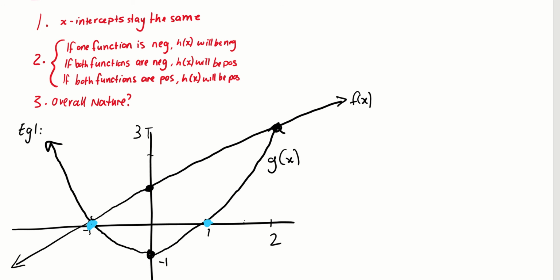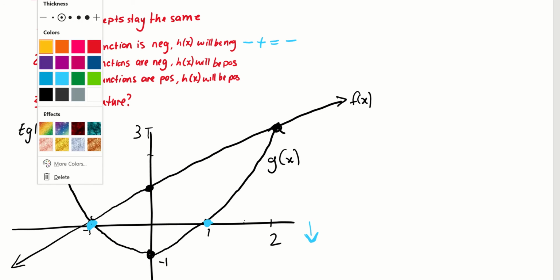Now the second thing. If one function is in your negative region, as in below the axis, my y value in other words, or the function value I should say. If the function is negative and you're multiplying it by the other function, if one function is negative and the other function is positive, it's going to give you negative. What I mean by that is if one function at a certain x value, let's say for this example here, I'm talking about the value x equals a half.